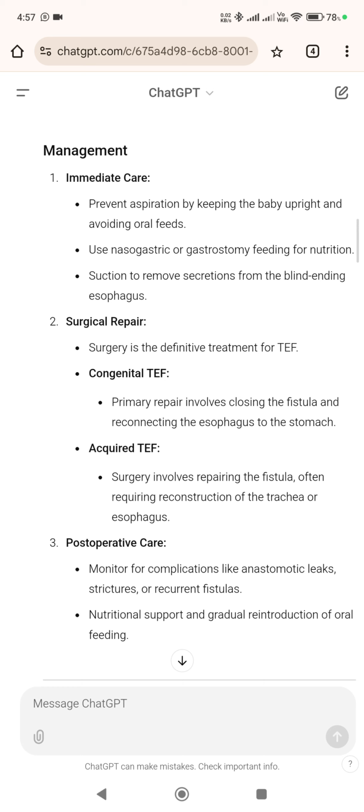Complications. Immediate complications: aspiration pneumonia, gastric distension, respiratory distress. Postoperative complications: strictures, narrowing of the esophagus, gastroesophageal reflux disease, GERD, recurrent fistula formation.